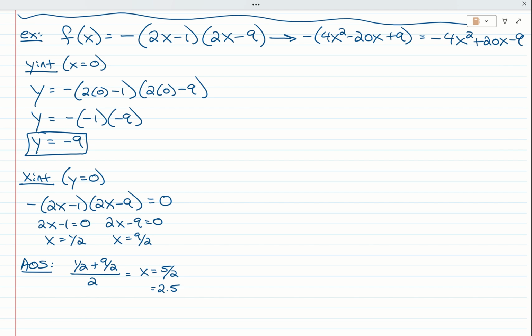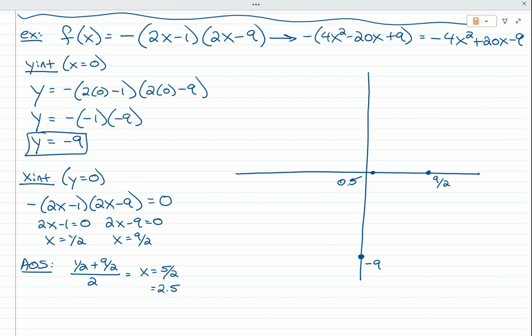So I'm going to start drawing this graph just so I have an idea what's happening. And we know the y-intercept is negative 9. I'll put that all the way down here. The x-intercepts were 1/2 and 9/2, which is 4.5. I'll put that over here.